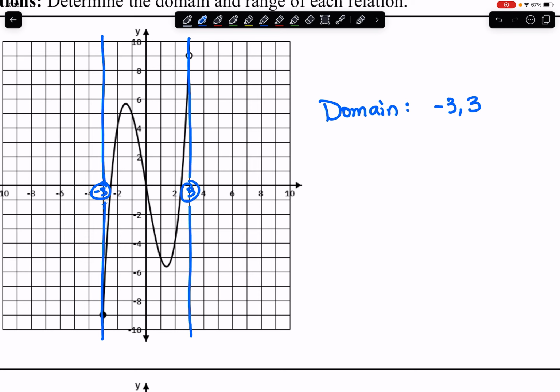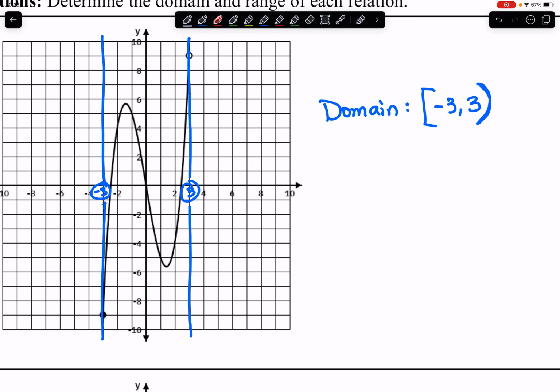Now, at those endpoints, we want to look at whether each is open or closed. The one on the very far left is this endpoint right there. Because that one is closed, we're including -3 as part of the domain, so we use a bracket to indicate that. And because this endpoint over here is open, we use a parenthesis to indicate that +3 is not included. So the domain for this relation would be all of the values from -3 to +3, including -3, but not including +3.